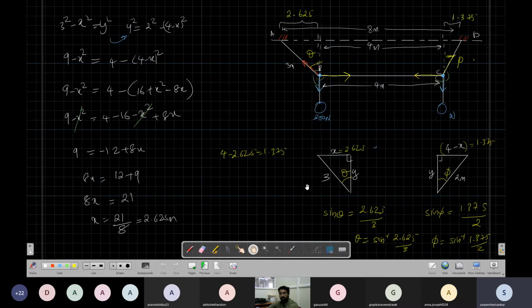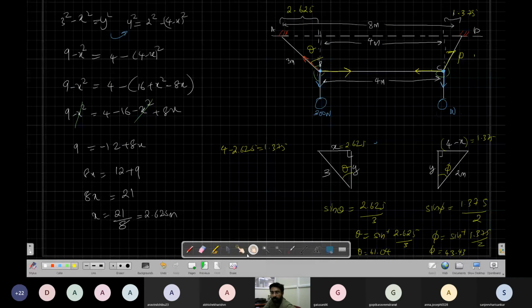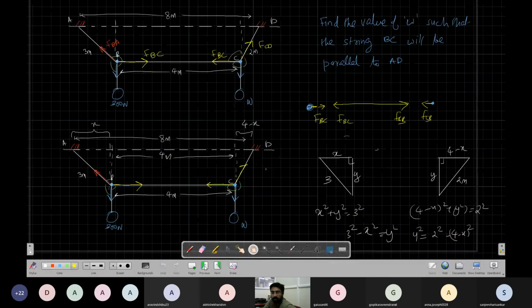Theta is 61.04. And phi? 43.43. Okay, fine. Good. Now let's solve this problem. Now what we know is.